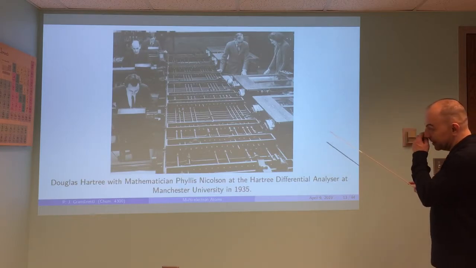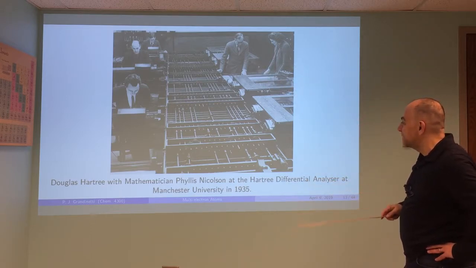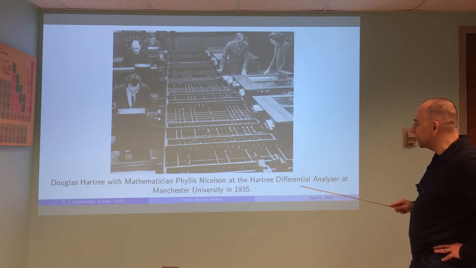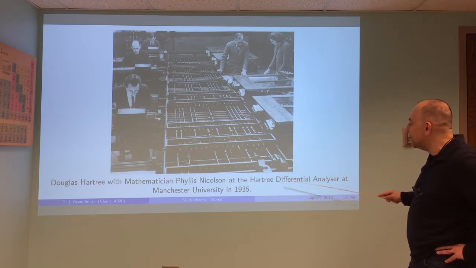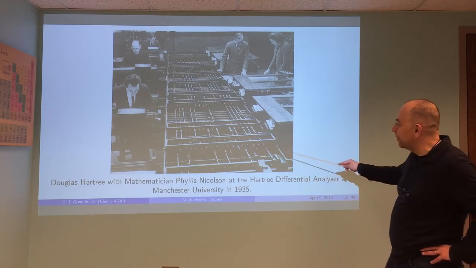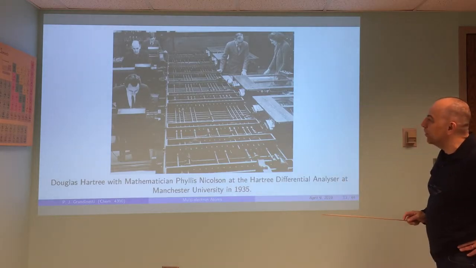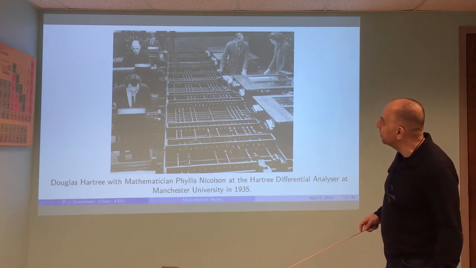And I love this picture, because this is a picture of Douglas Hartree here, and Phyllis Nicholson, who is a mathematician, and this is at Manchester University. He was trying to solve the Schrödinger equation for the multi-electron atom. These are the days when people only had slide rules, right? Not even pocket calculators. And so this is an analog computer. It uses a bunch of gears, and you have a bunch of workers there, all trying to code this analog computer together so it will integrate the differential equations. So you can imagine the challenge of doing computational science back in those days.